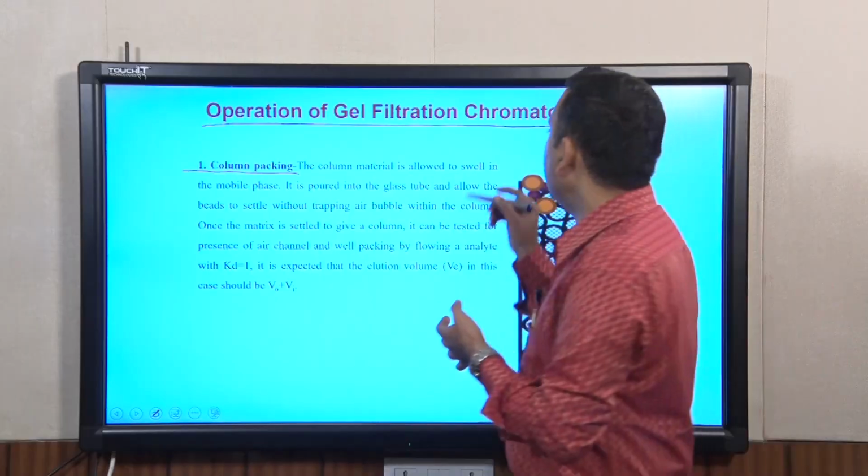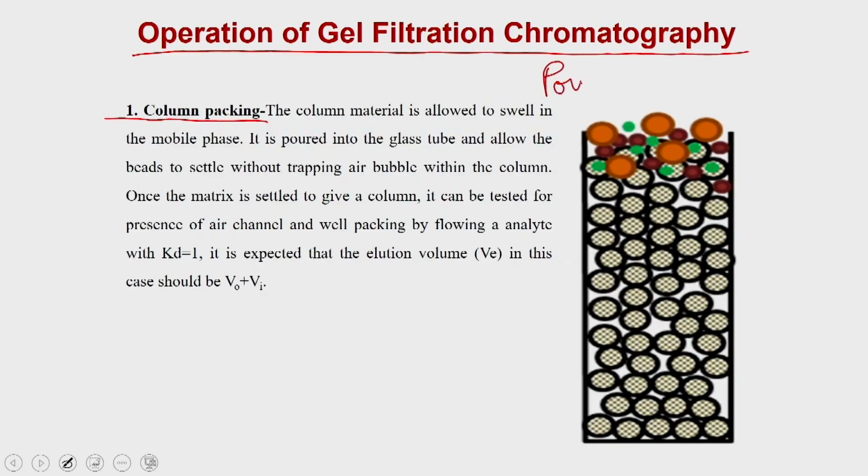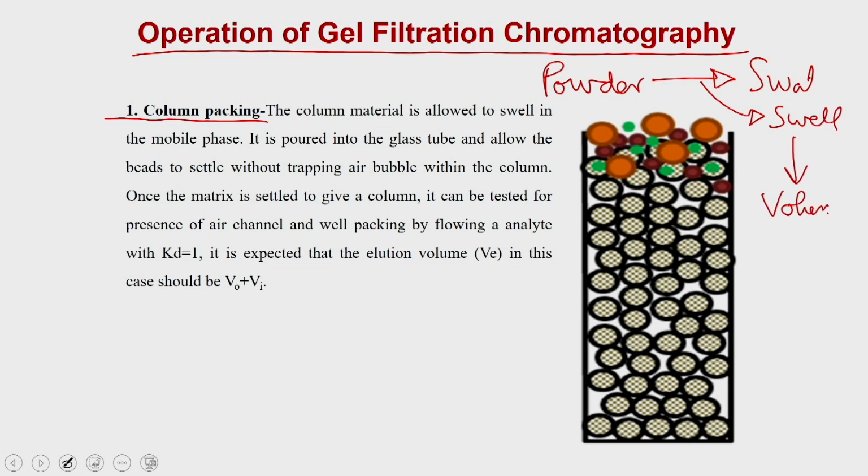So, if you are getting a column in the form of powder, then this powder has to be put into the buffer, so that the column will swell. And if the column swells, it is actually going to increase its volume, and that is how you have to use this particular column.